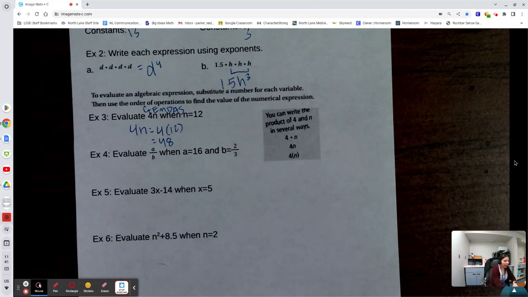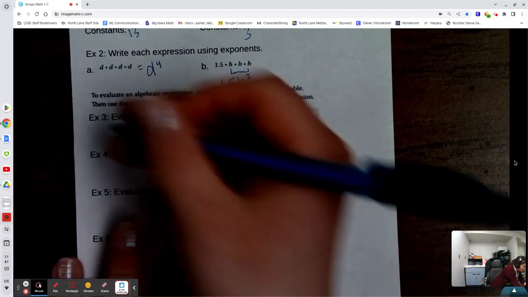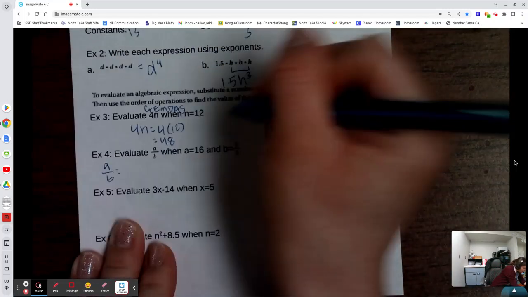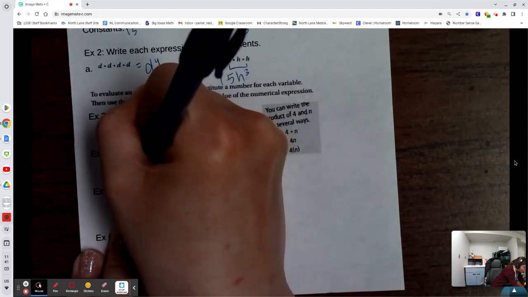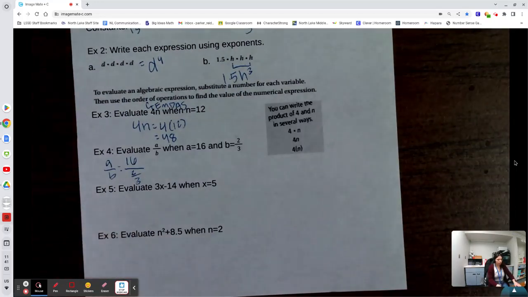Next one, evaluate a over b when a equals 16 and b equals 2/3. So this time I have 2 variables, a and b. I'm going to take both a and b out, put the numbers in their places instead. So I'm going to take a out and replace it with 16, take b out and replace it with 2/3. Oh my goodness, what does this mean? Well, a fraction bar represents division, so this is just a different way to say 16 divided by 2/3.